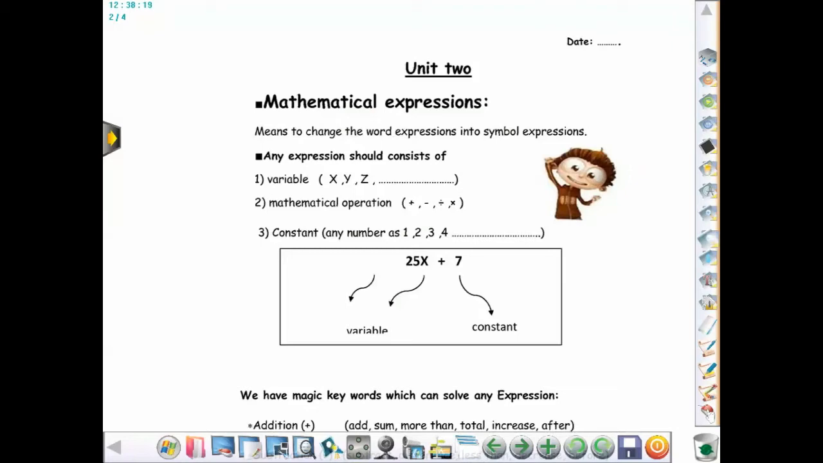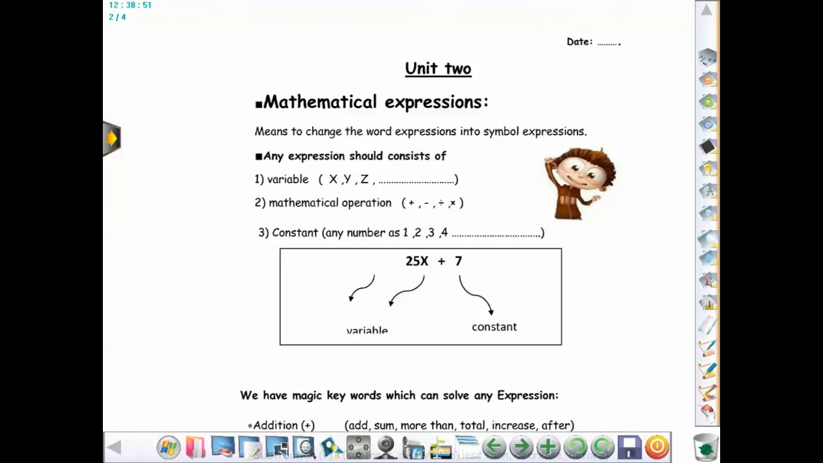Any expression should consist of a variable, which will be a letter, maybe X, Y, Z, and this will be given in our sentence. Number 2, mathematical operations. Our operations are plus, minus, divide, or multiply, which means addition, subtraction, division, and multiplication. Constant. Constant is a number like 1, 2, 3, and so on.